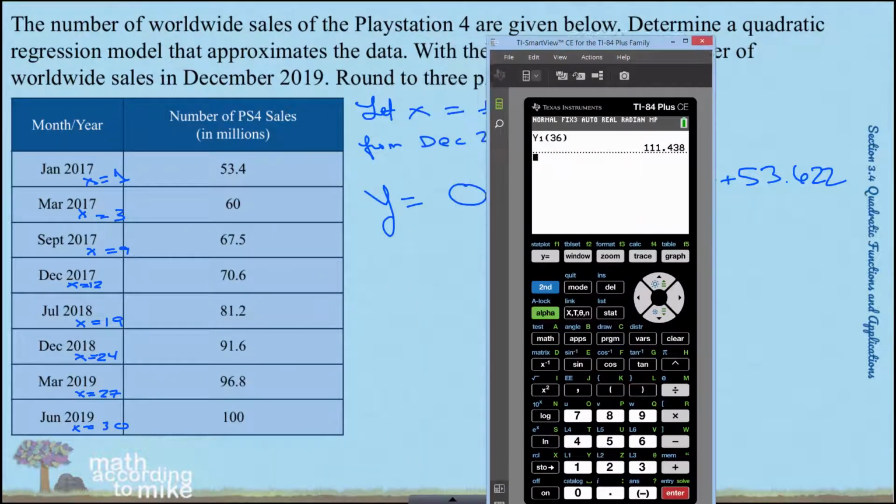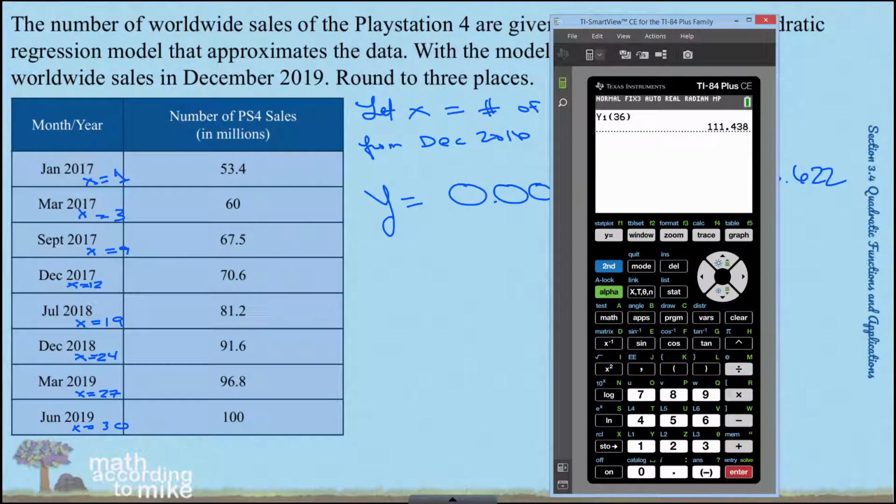So in December 2019, it's predicted that there will be 111.438 million PS4 sales worldwide. As a final comment, you may or may not have this r squared at the bottom. Don't worry if you don't have it. Basically, that number there tells you how good of a match the data is to the equation we found. The closer r squared is to 1, the better. 0.994 is darn close, so we're good to go.